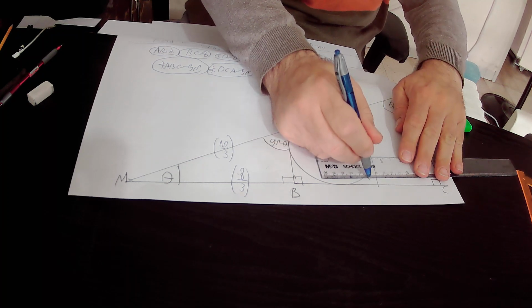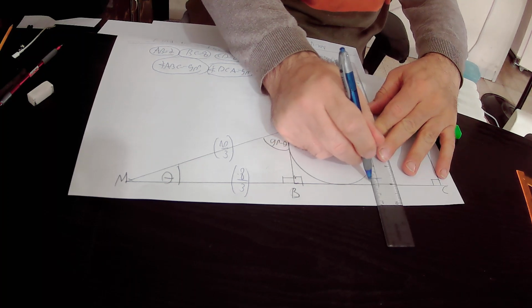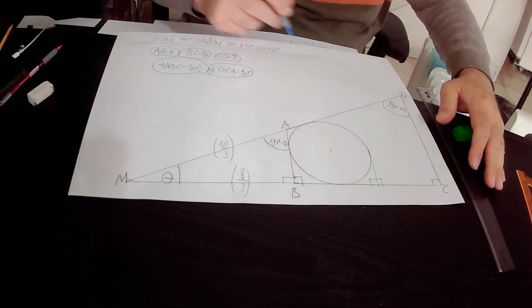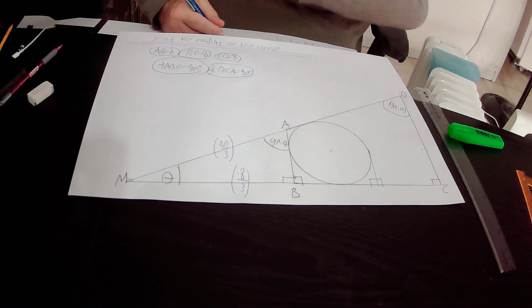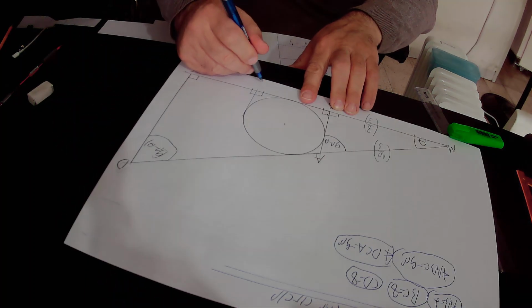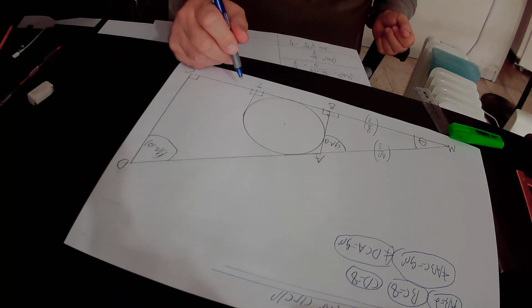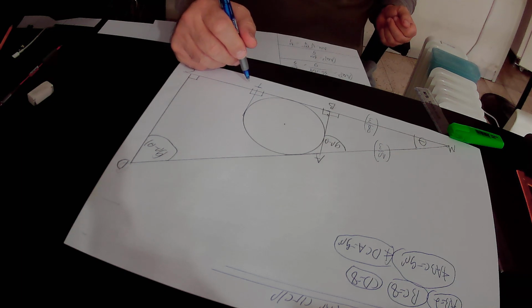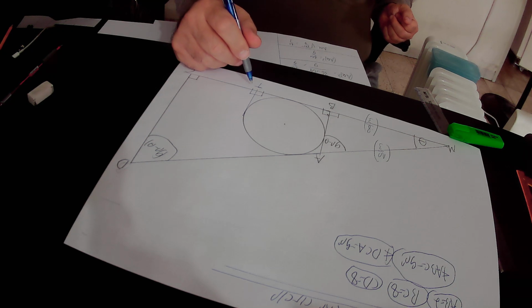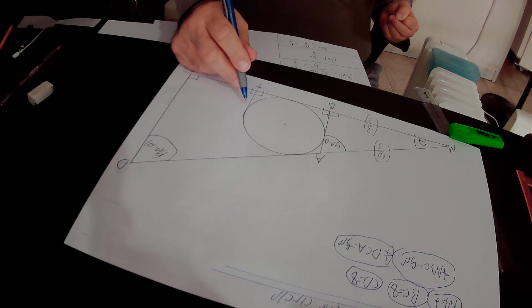First of all, this angle equals 90 degrees and this angle also equals 90 degrees according to our construction. We define the touching point of the perpendicular and BC as point T. We define the point of tangency of the perpendicular and this circle as point K.